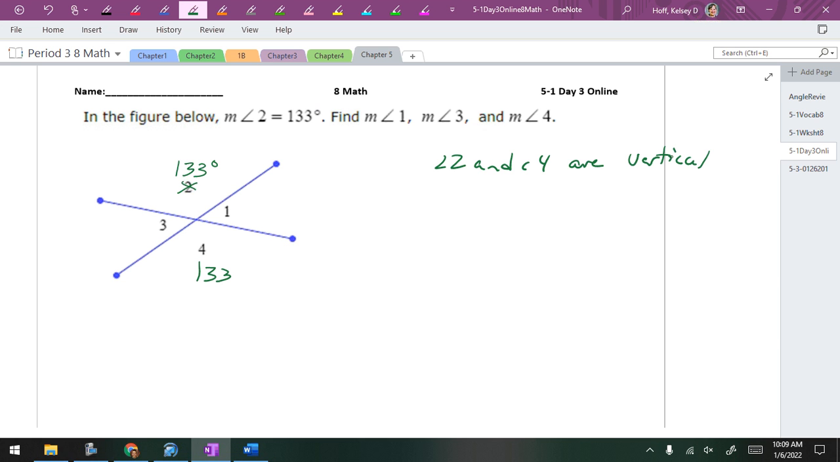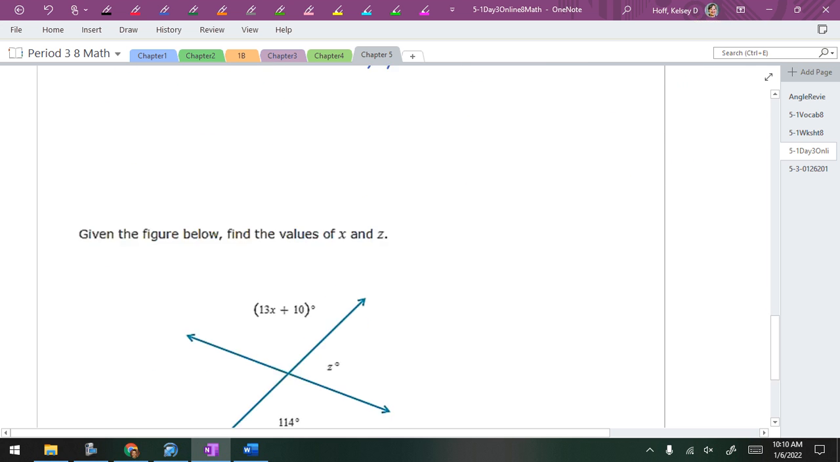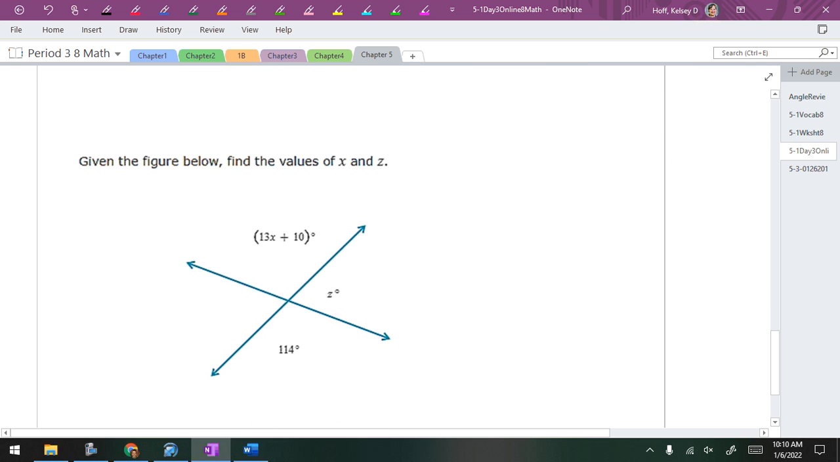Jacob? Very good. 180 minus 133 is, say it again? 47, right? 47. So then we could just say like 2 and 1 are supplementary, right? So that makes this 47 and 47. Why? They're also vertical. Very good. Okay, they're also vertical. All right, now keep that same thought going as we move to the one down below, because now they just amp up what they have written in there.